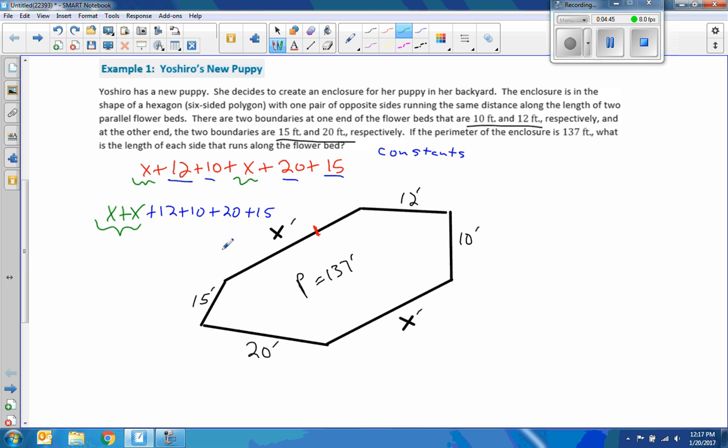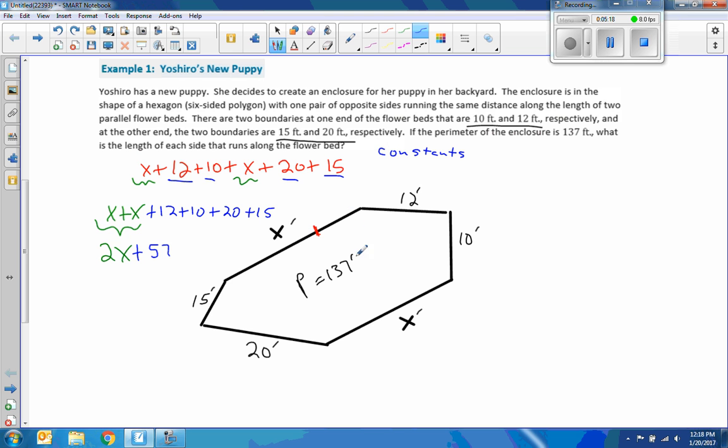So in class I represented x. I said let's call an x an apple. So if I have one apple here and one apple over here, then I have a total of 2 apples. Well, if I have an x here and an x here, that's a total of 2 x's. So when we add x's, you just write the x one time, and the number in front is how many you have. And then I add these all up. 12 plus 10 is 22, plus 20 is 42, plus 15 is 57.